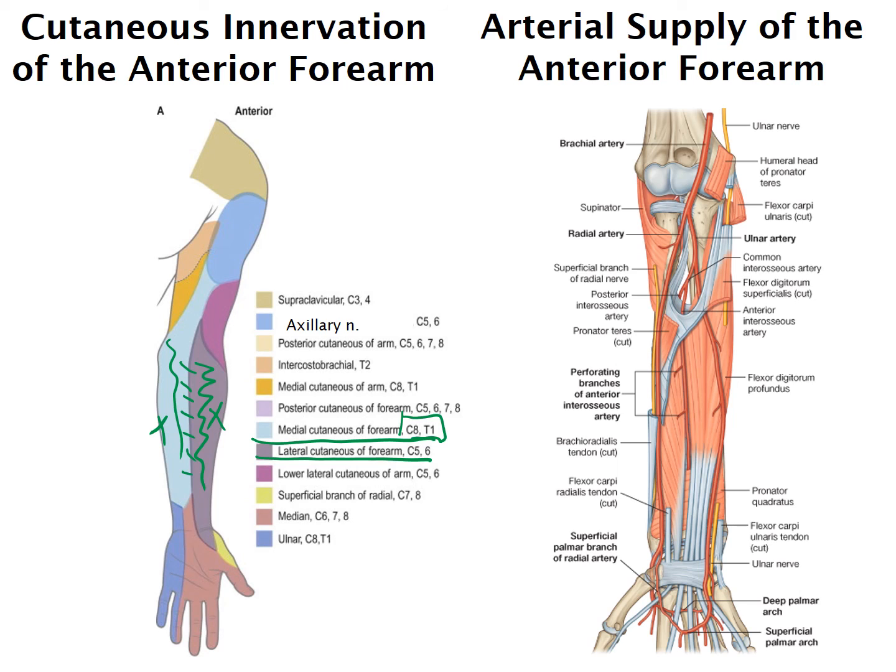Not only do the median and ulnar nerves carry motor fibers to the forearm, but these same nerves also carry sensory information back from the hand. The medial side of the hand, including the pinky and half of the ring finger, is innervated by the ulnar nerve, which again comes from C8 and T1. The majority of the rest of the palmar surface of the hand is cutaneously innervated by the median nerve.